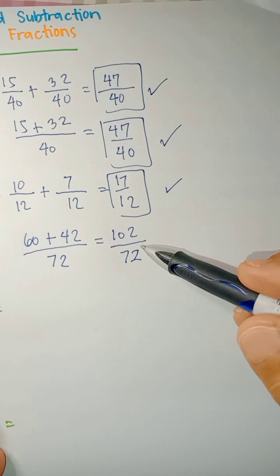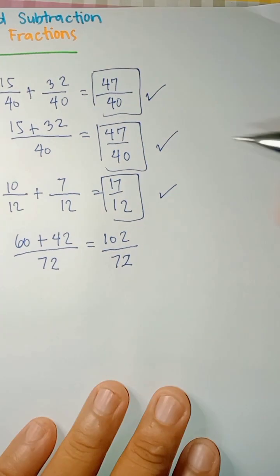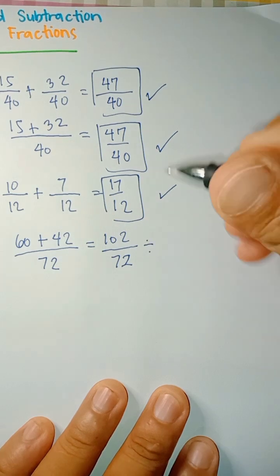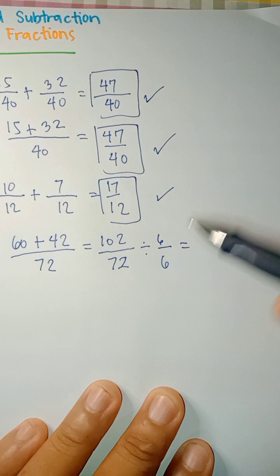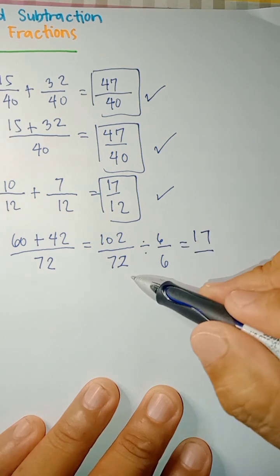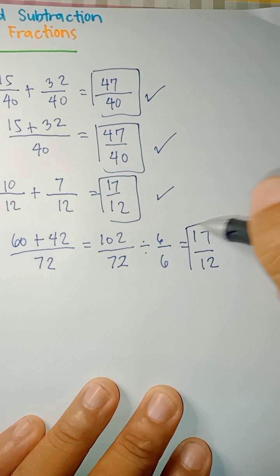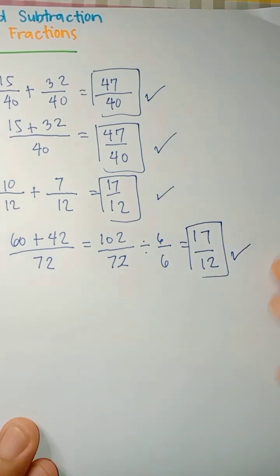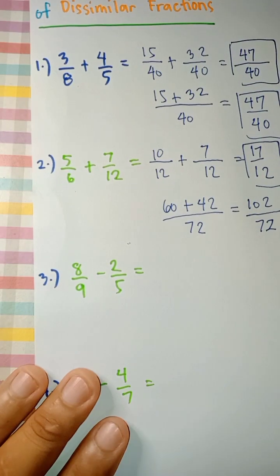Now 102 and 72, its greatest common factor is 6. So let's divide this fraction by 6 over 6. 102 divided by 6 is 17. 72 divided by 6 is 12. So we have the same answer, right? Then let's proceed to subtraction of dissimilar fractions.